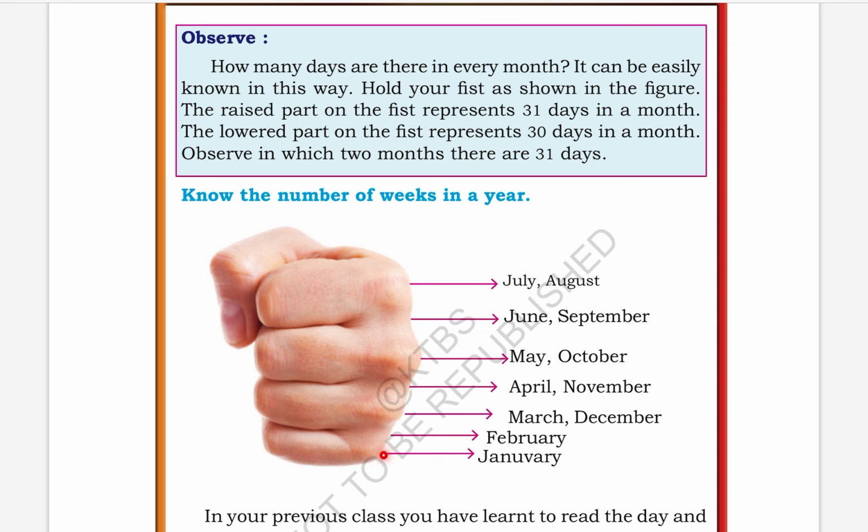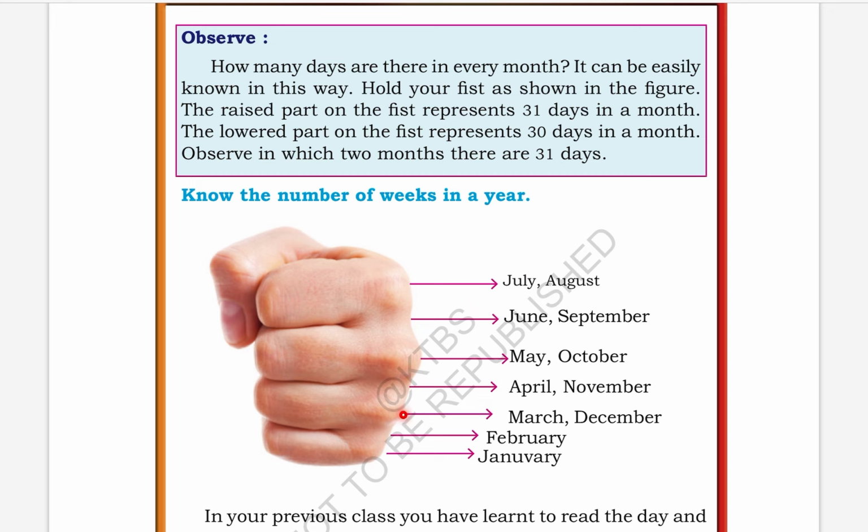Now start from here. The raised part January, lowered part February, raised part March. Go in order: January, February, March, April, May, like this we will go, and we will come back like this. January is the raised part, so January has 31 days. February is the lowered part. It has 28 or 29 days. I will explain this further.